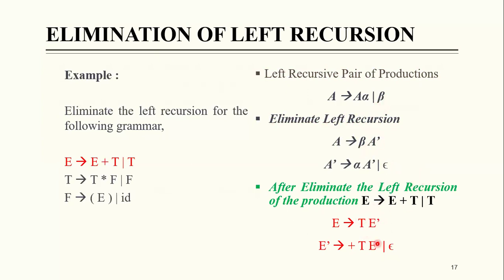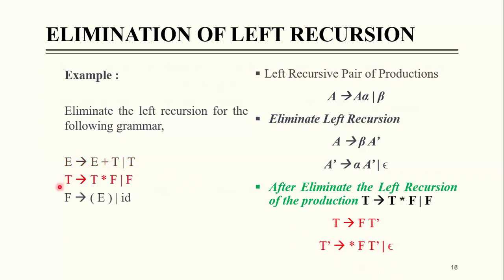So E dash. And next, E dash derives plus T, which means that alpha is plus T. So alpha is plus T, and next A dash or epsilon. So after eliminating the left recursion of the production, we got two productions, that is E derives T E dash and E dash derives plus T E dash or epsilon.